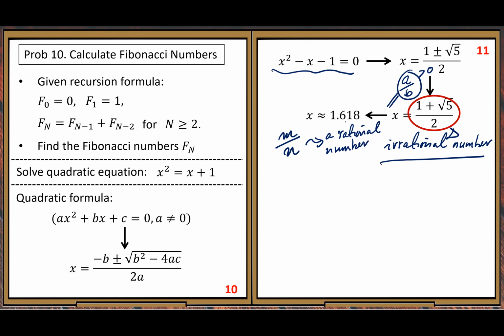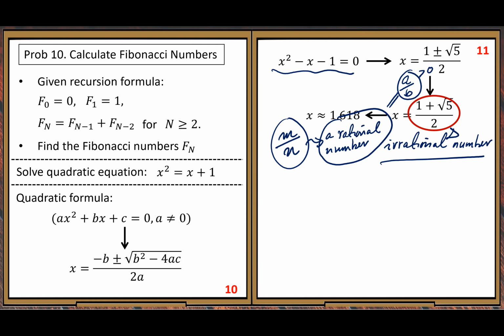Any rational number can be represented as a fraction like that, where m and n are both integers, okay? But here, this golden ratio is not a rational number. So that's something interesting. People accepted irrational numbers, but it took a long time. People realized, wow, irrational numbers are also important in the universe.